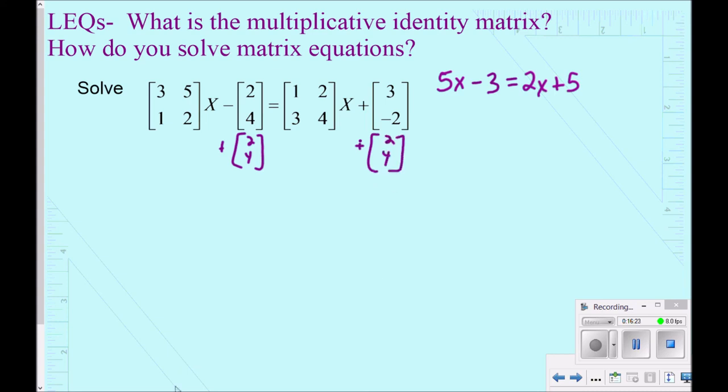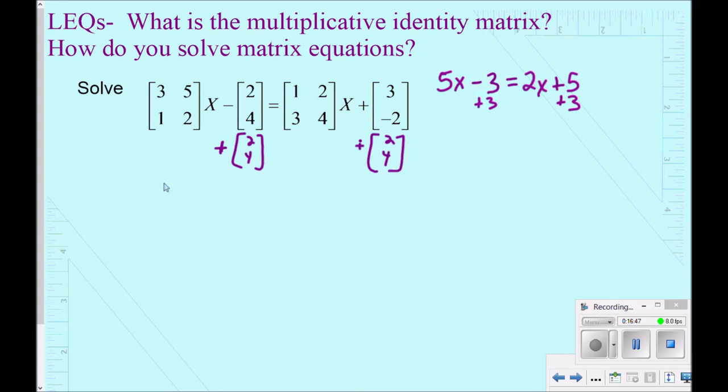Now, notice when I'm putting the 2, 4 and I'm adding it, I'm intentionally putting it below the matrices that just have numbers, and I'm not putting it below the matrices that have an X. Just like with our linear equation, I would add 3 to the numbers. I wouldn't try and add it to the variables, to the 5X or the 2X, because they're not like terms. So same thing with matrices.